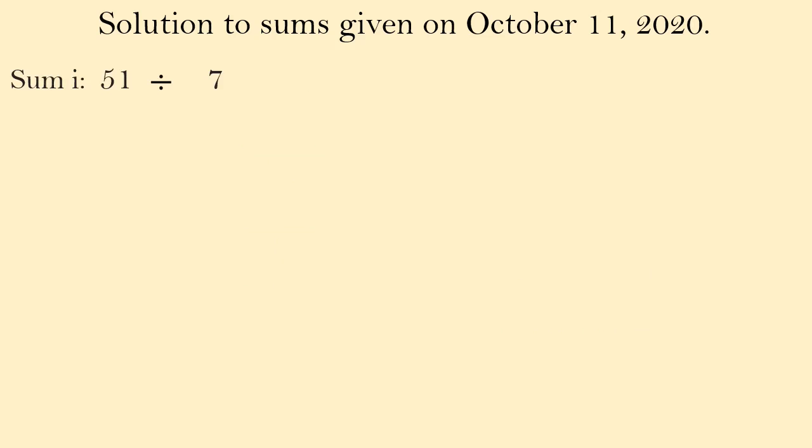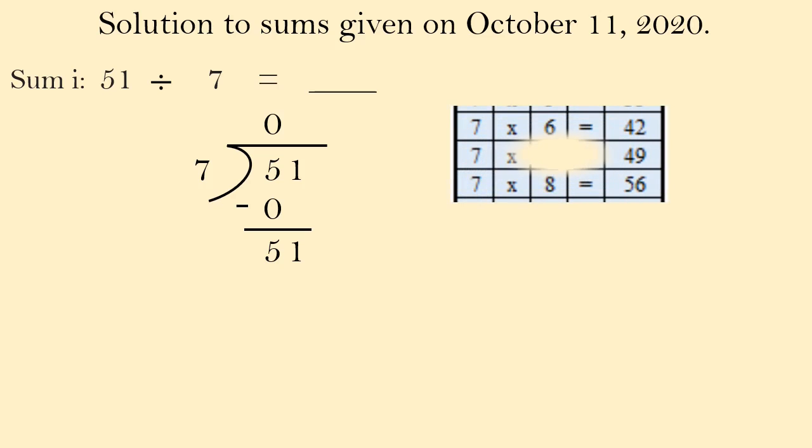The next sum, 51 divided by 7. We bring down 5 as it is. We also bring down 1. Now we've got 51. In the 7 times table, there's no 51, but let's see what number will give us less than or equal to 51. Okay, 7 sevens are 49. That's a number that is closest to 51 but less than 51.